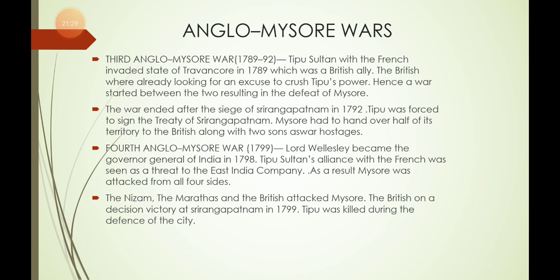In 1792, the war ended and Srirangapatnam was captured by the British. Tipu was forced to sign the Treaty of Srirangapatnam. Mysore had to hand over half of its territory to the British, along with Tipu's two sons as war hostages.